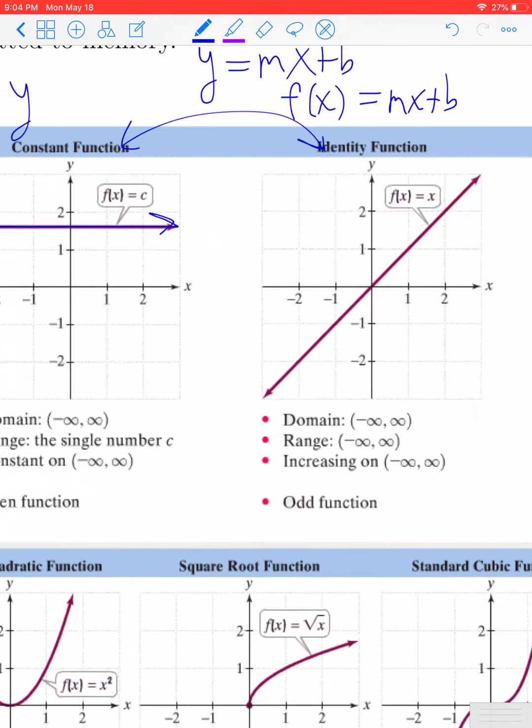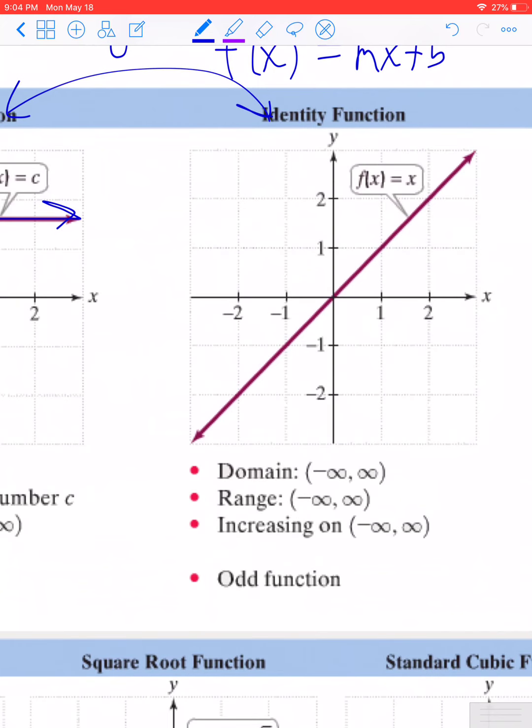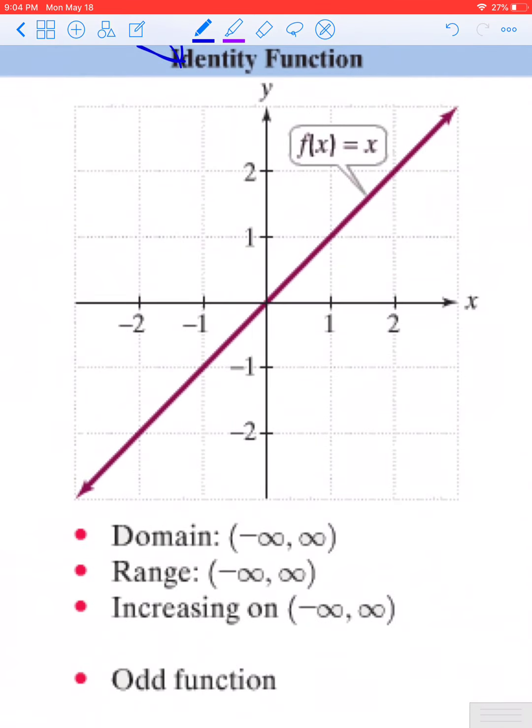One particular function that's of interest is the linear function with a slope of 1 and a y-intercept of 0. This is sometimes referred to as the identity function. The identity function has the unique property that whatever you plug in is exactly what you would get out. The expression for this is f of x equals x. So if you plug 1 in, you get 1 out. If you plug 2 in, you get 2 out, etc.